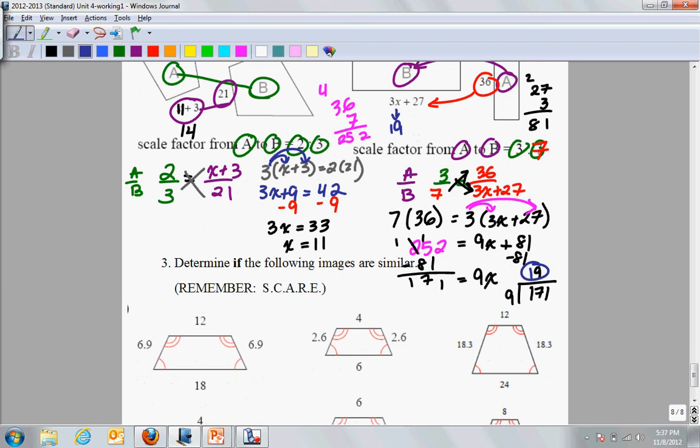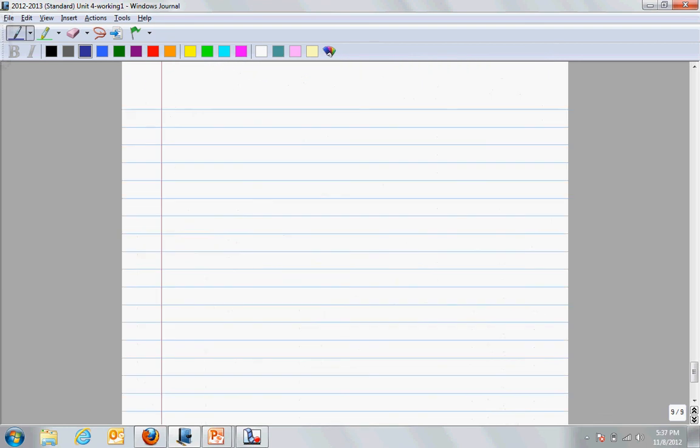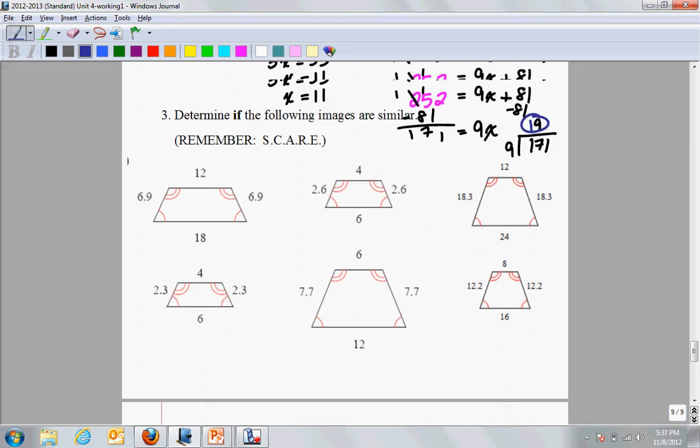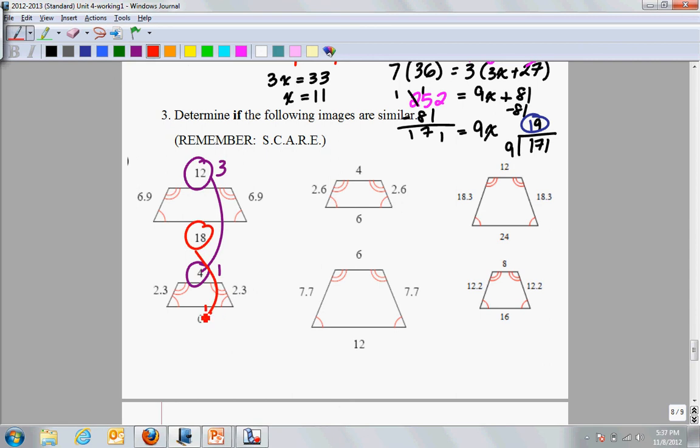We're going to determine if the following images are similar. This is your last problem. All you had to do was to check those ratios on the sides. And let's check them here. 12 to 4, that's going to be a 3 to 1 ratio. 18 to 6, that is a 3 to 1 ratio. 6.9 to 2.3, that is a 3 to 1 ratio. So this first one is a yes.